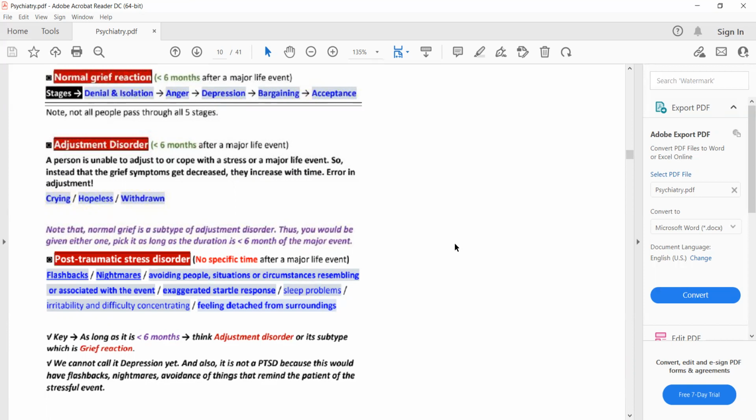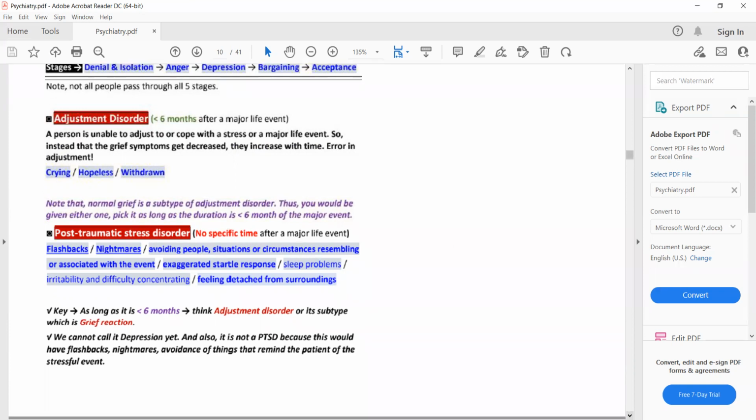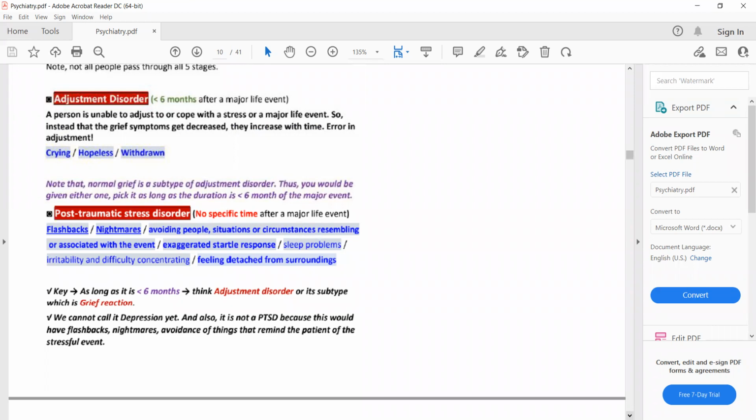And if after a major life event, the person has flashbacks and nightmares and sleep problems of that event, or avoids the people or situations that resemble that event, then we'll label it as post-traumatic stress disorder. So in short, after a major life event, a person can have normal grief reaction, adjustment disorder, post-traumatic stress disorder, or even the person can develop depression.